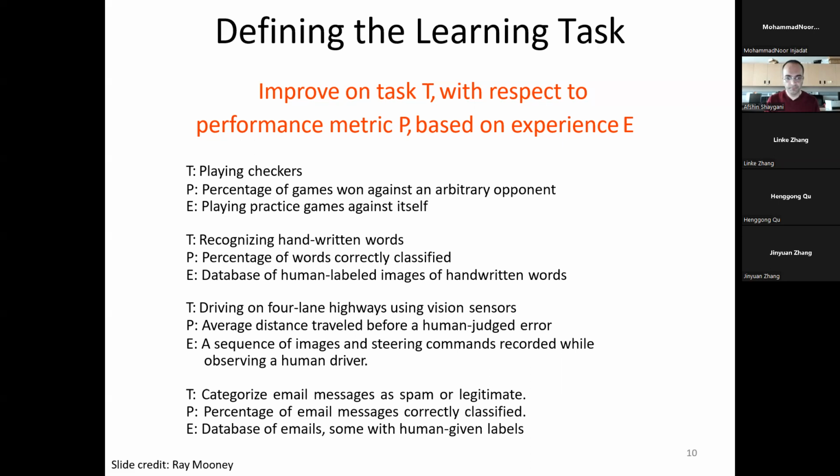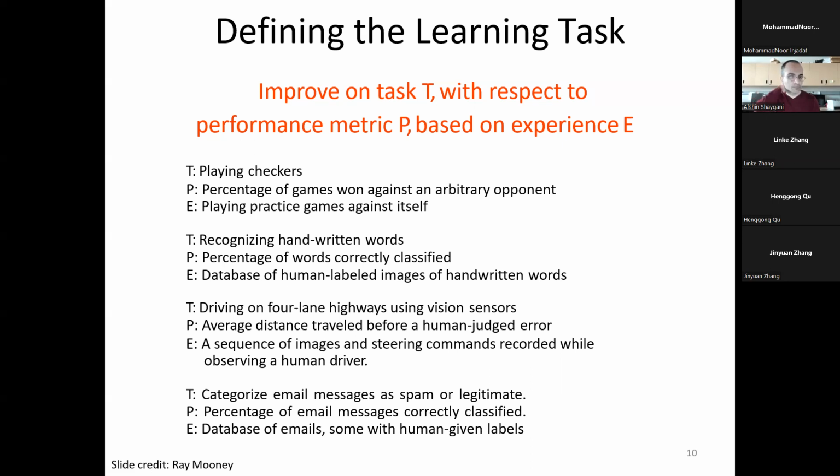Okay. So another example, we talked about the percentage of words correctly classified. Driving on a four-lane highway using vision sensors. This is the task. What is the performance? Average distance traveled before a human judge error. And what is the experience? A sequence of images and the steering commands recorded while observing a human driver.